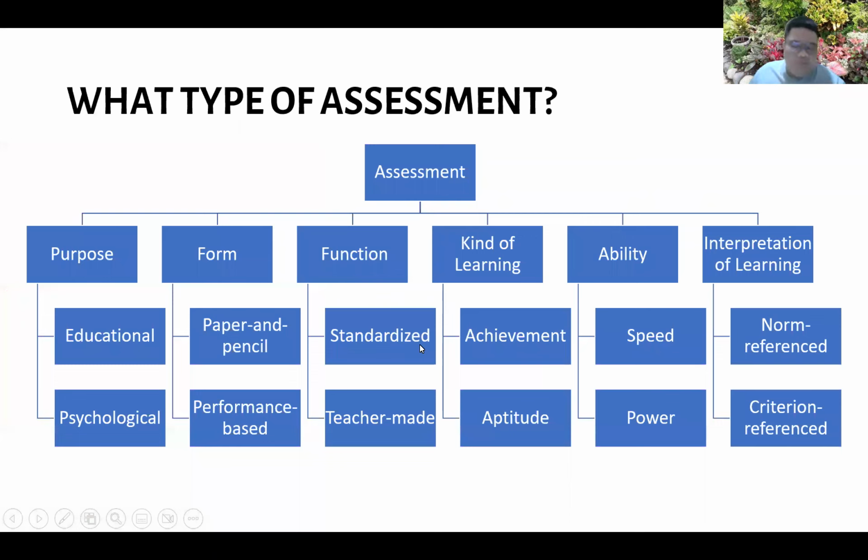Now, if you would look at this topic, it's summarized in this outline. If you can take a screenshot of that. This is basically the different types of assessment based on purpose, based on form, based also on function, kind of learning, the ability, and then the interpretation of learning. So there are 6 major categories there, and under each category, there are 2 types. For example, under purpose, you have educational and psychological. Now, let's discuss them one by one.